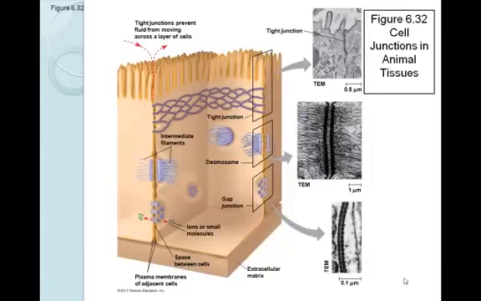Another feature of tissues are the intercellular junctions shown here. Tight junctions, desmosomes, and gap junctions help seal cells together and allow for communication between cells.